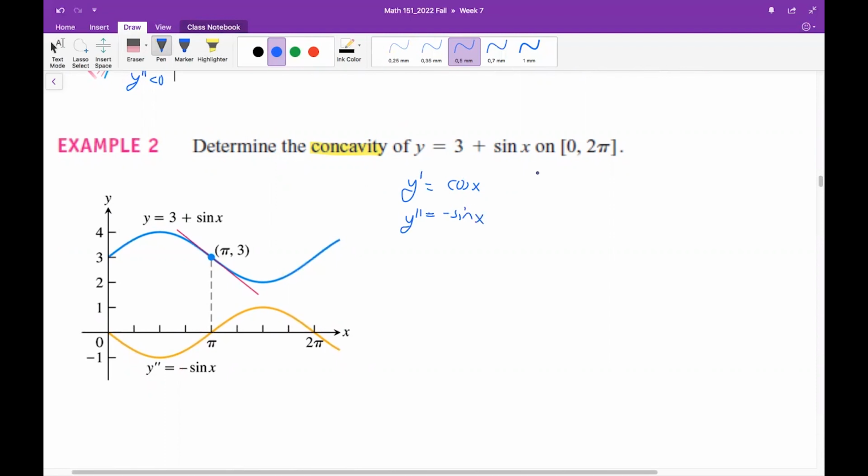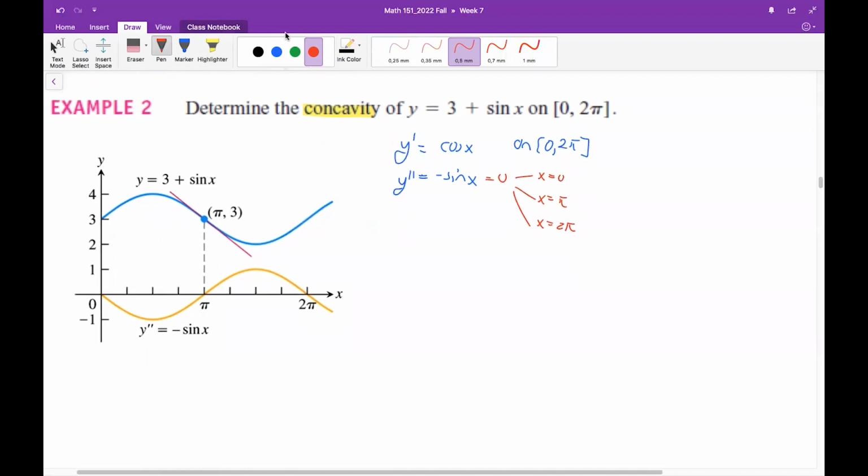And we are analyzing these derivatives on the given interval from 0 to 2 pi. So let's find the critical points of the second derivative function, right? So when this is 0. Sine x is 0 when x is 0. Since this is a periodic function, if x is pi, sine x is again 0. If x is 2 pi, sine is 0.